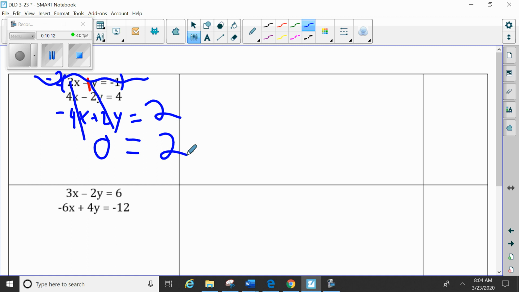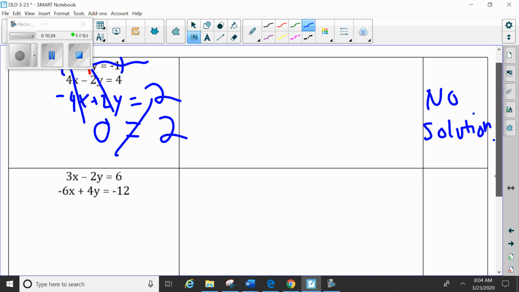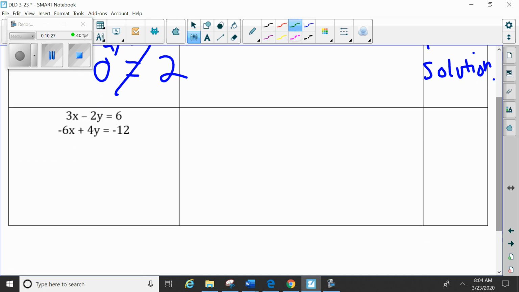Okay, this is one of our special solutions here. We know that this is not equal, so my answer would be no solution. Okay, the last one I am also not going to go over, but you should get infinite solutions. Okay, I'm just going to put IS. Okay, I hope this helped.